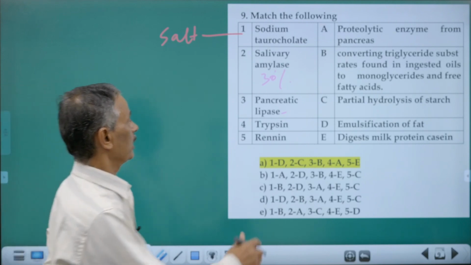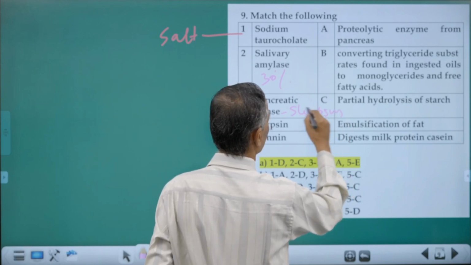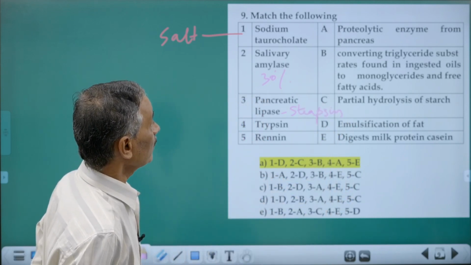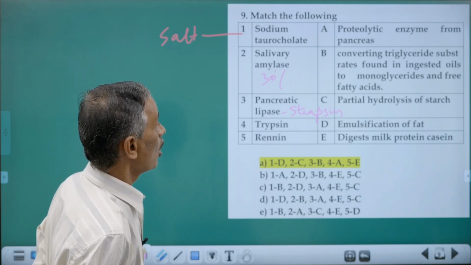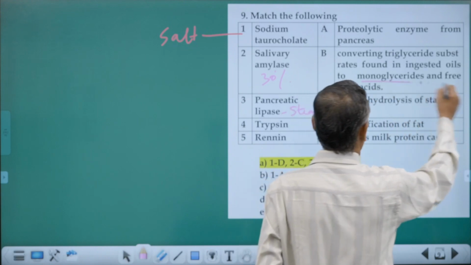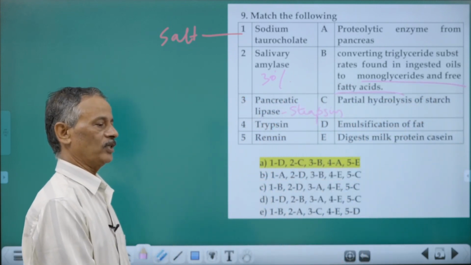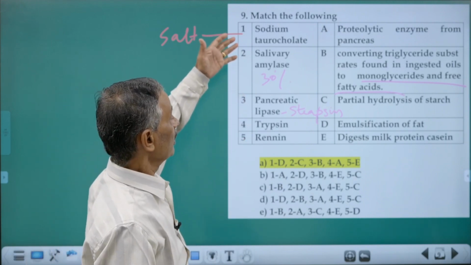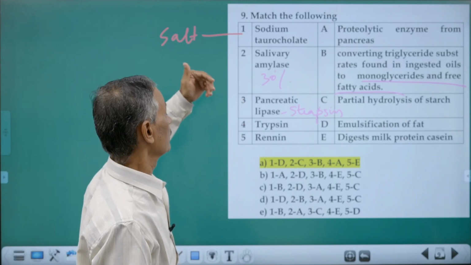It is called steapsin. That word is not in our books. Steapsin converts triglyceride substrate found in ingested oils to monoglycerides and free fatty acids. So, fatty acids and glycerols are formed. Okay, so that is the very powerful pancreatic lipase.